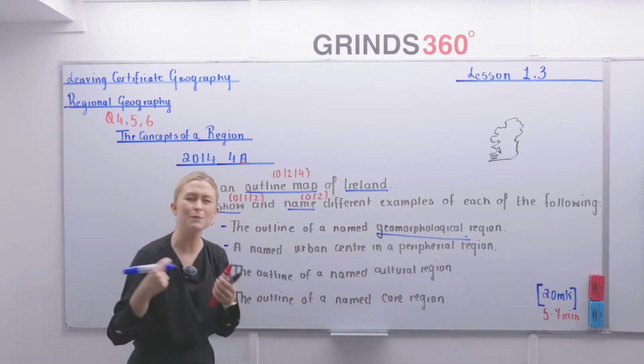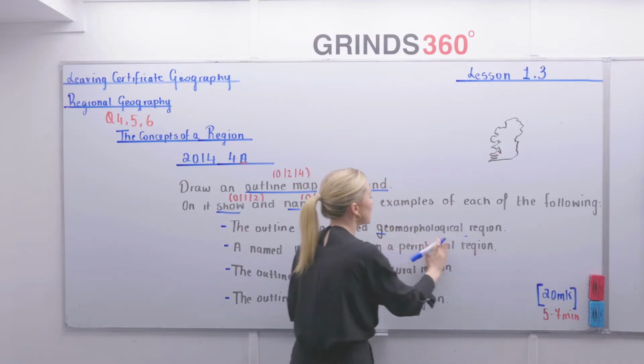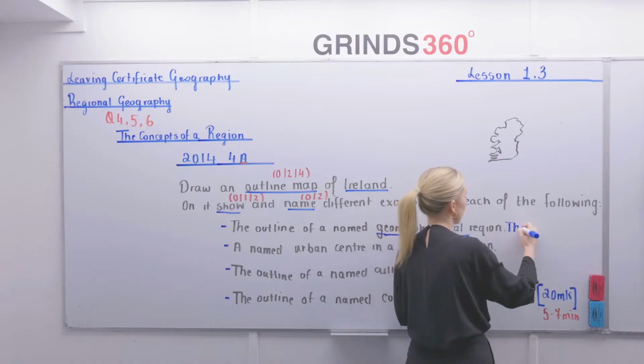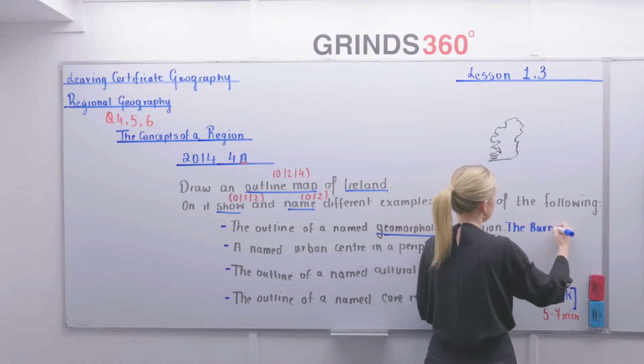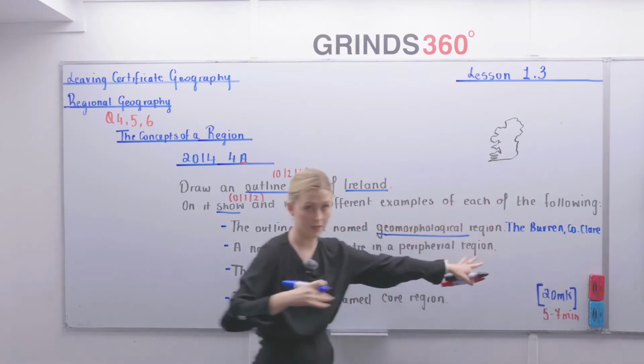Now, what's my named geomorphological region in Ireland? Well, obviously there's more than one there, but the most famous one and the one that we're going to be writing about quite consistently is the Burren. The Burren in County Clare. Now, currently the Burren in County Clare is getting absolutely no marks here, okay?